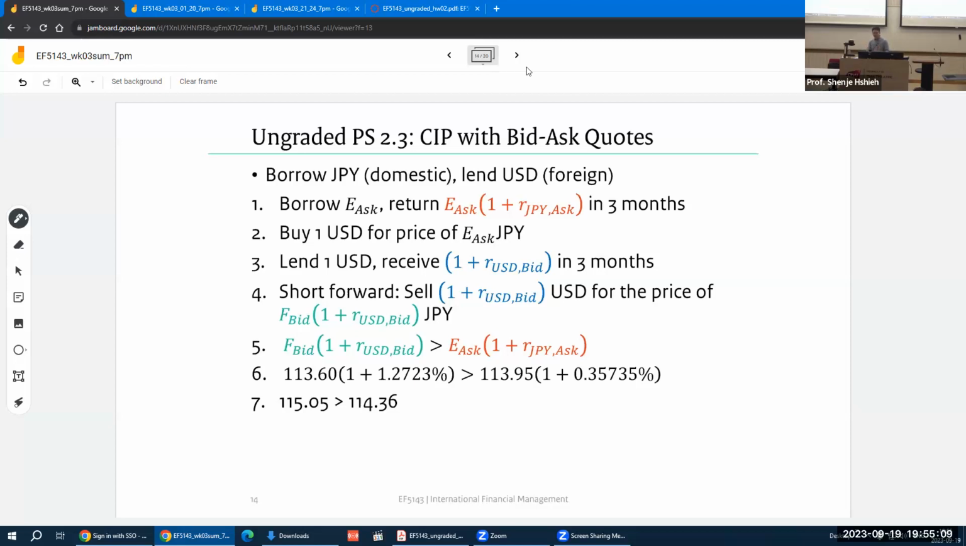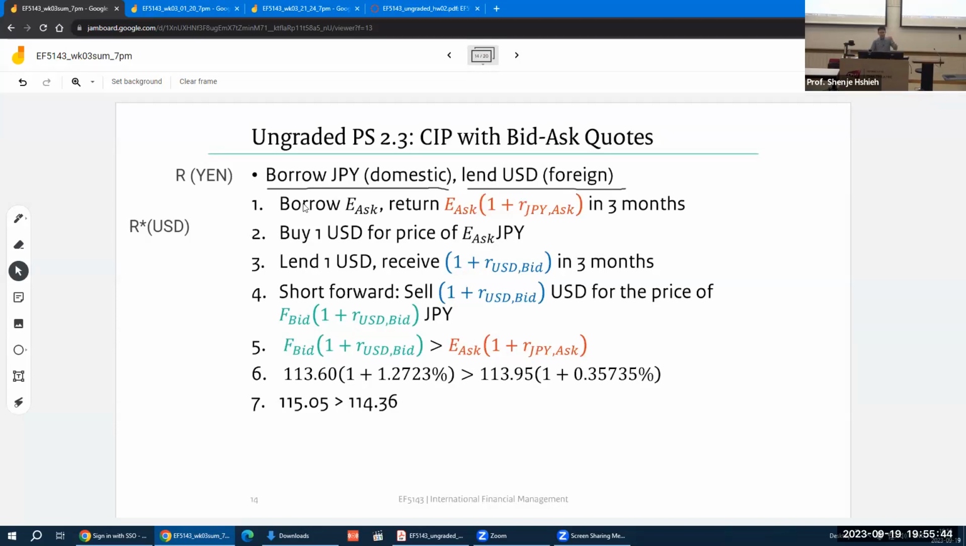And I'm just going to outline the strategy that's the correct answer, and walk you through why it's ask and why it's bid. So I'm going to show you that if you borrow Japanese yen, the domestic currency, and try to exploit higher interest rates in the United States, you will get arbitrage profits. Okay, so in this case, R is the yen, and R star is the USD.